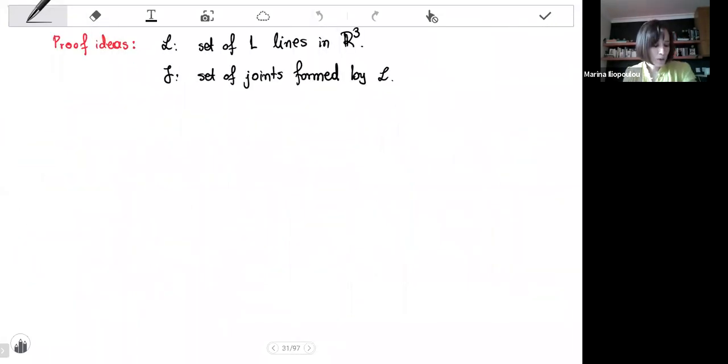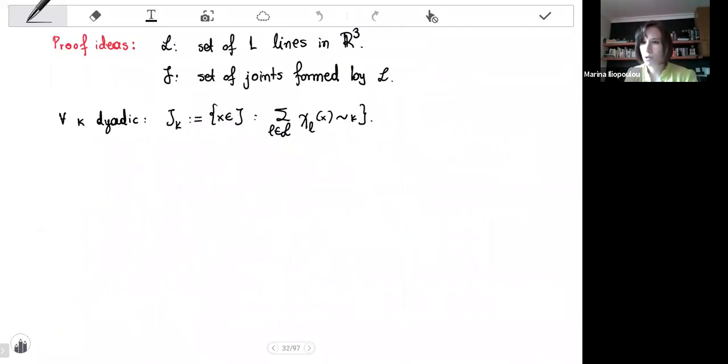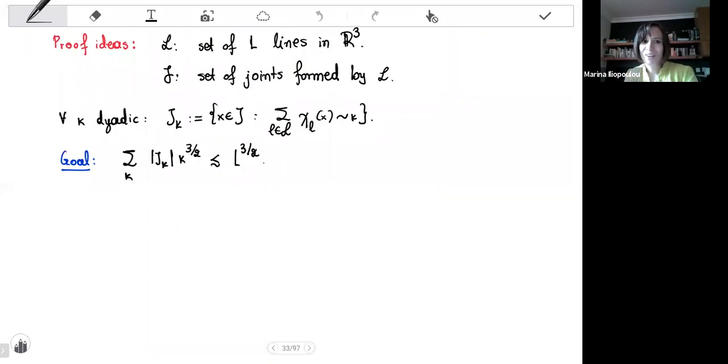Some ideas about the proof. Okay, we'll take a set of lines, a set of joints that they form. And to make our lives easier, we'll focus on joints with a specific number of lines through each. So J_K will be the set of joints with about K lines through each, so between K and 2K. And our estimate looks a bit simpler this way. This is the kind of estimate we want.